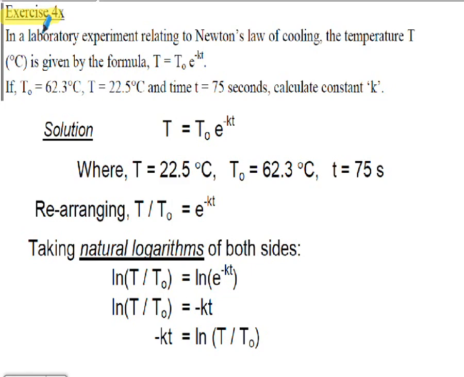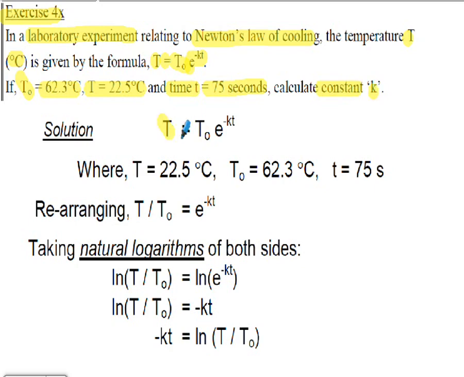Exercise 4x. In a laboratory experiment relating to Newton's law of cooling, the temperature capital T in degrees C is given by the formula T is equal to T0 multiplied by e to the minus kt. That's little t at the top. T0 is given as 62.3 degrees C, T is 22.5 degrees C, and time little t is 75 seconds. We've got to calculate the constant k in the equation.